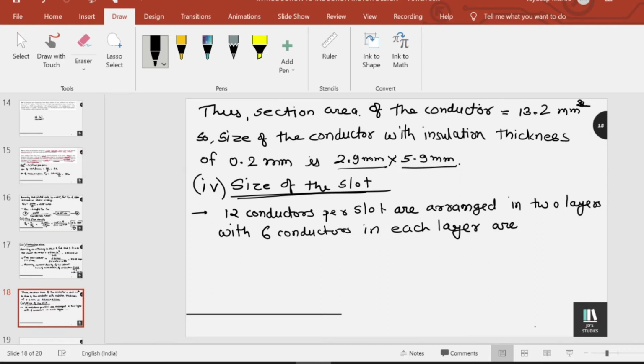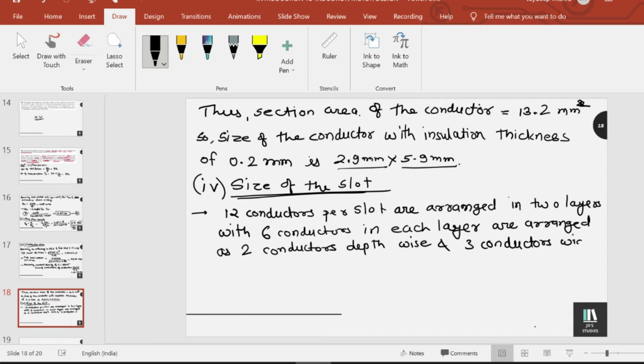They are arranged as 2 conductors depth wise and 3 conductors width wise. So with this arrangement, the width and the depth of the slot can be estimated. First of all, we will find the width of the slot, then we will find the depth of the slot, and we have the dimensions of the slot.